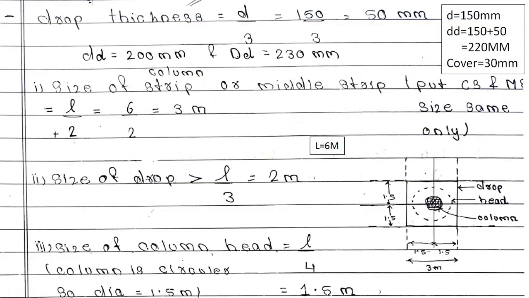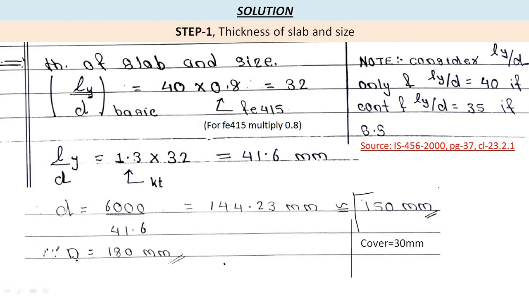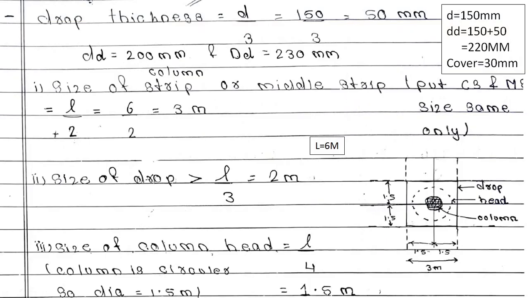So next we will provide the drop thickness. Now moving on to the drop thickness. These are some of the standard formulas that you have to remember for size calculation, the column head, etc. First we will see the drop thickness. The drop thickness will be d by 3, where small d is the effective depth which we have calculated over here. So d will be 150 mm. So d by 3, 150 by 3, which will be 50 mm. So the thickness of drop will be 50 mm.